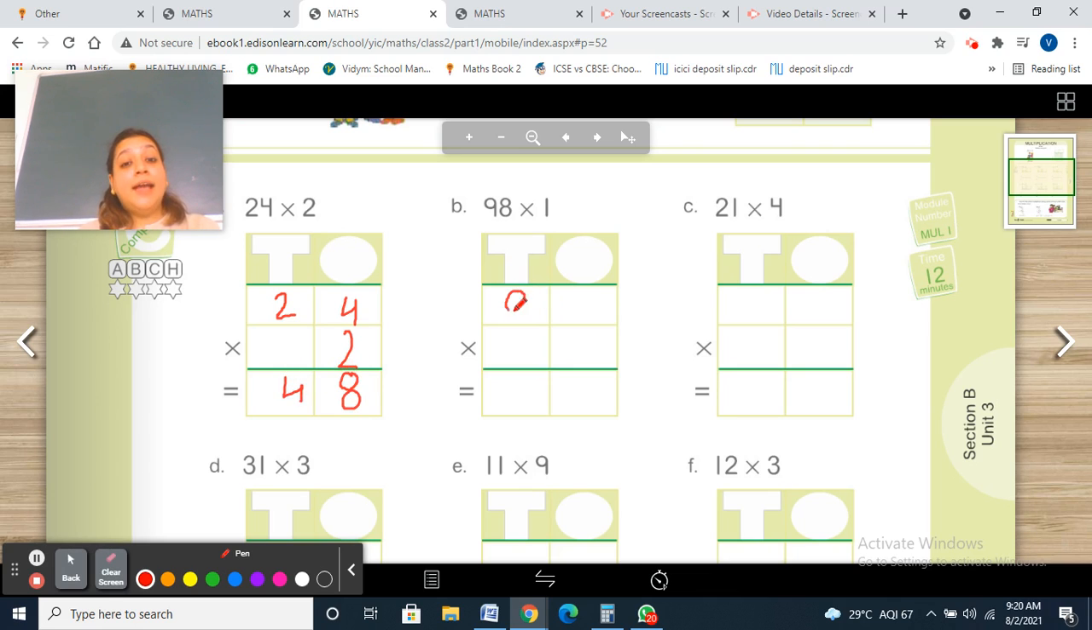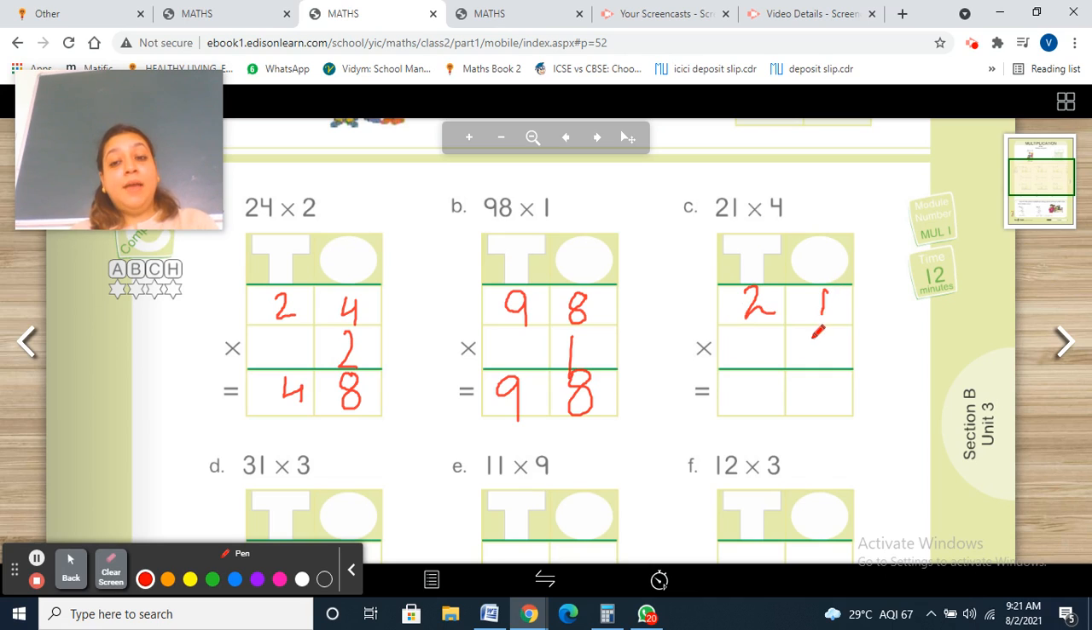Now 98 multiplied by 1 means anything multiplied by 1, the number itself will come. Multiplication with 1 means the number itself. Remember this. So 98.